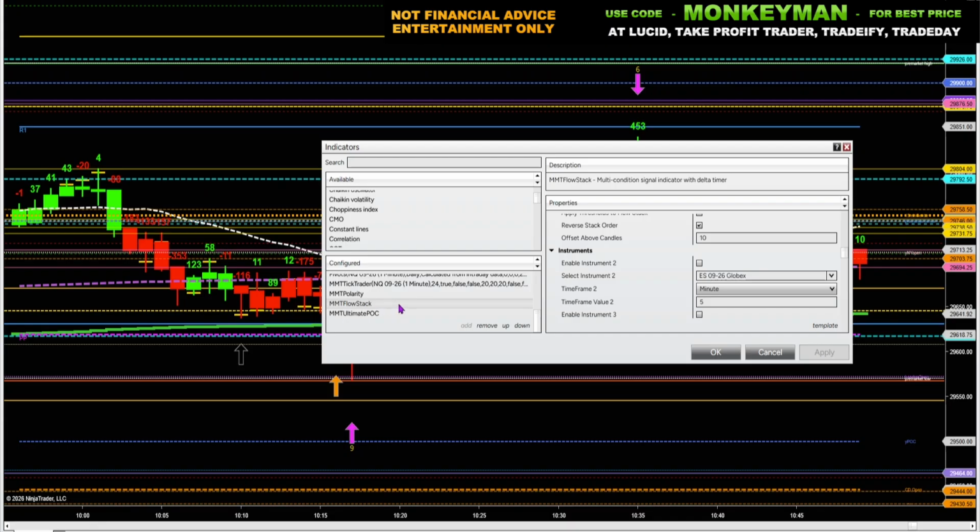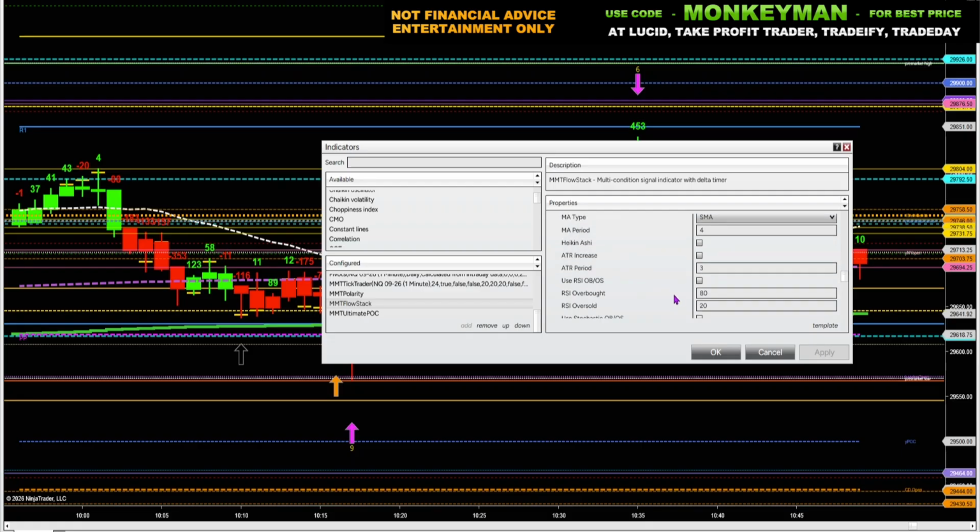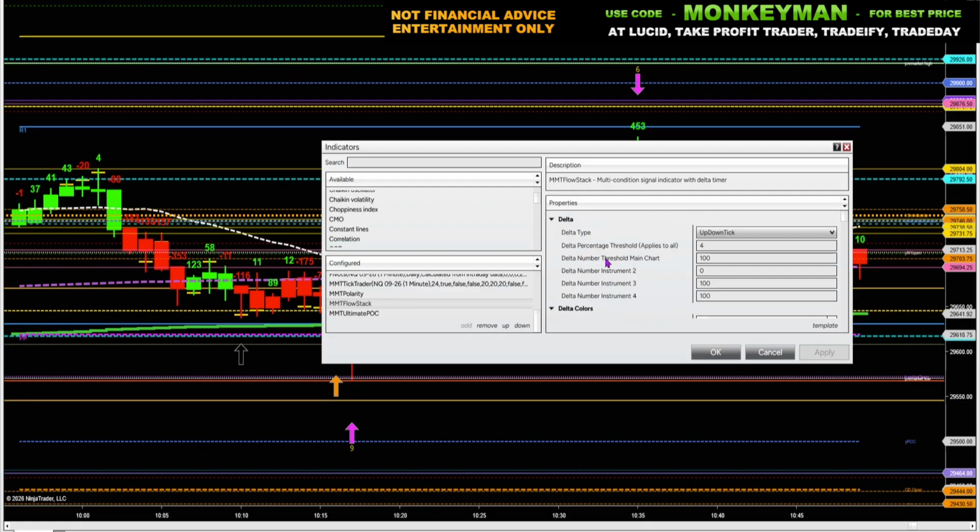So for the FLOWSTACK, I disabled the secondary instrument, so it's just monitoring the main chart instrument, which is an NQ 1 minute on this chart. And then for the signal condition, the only thing that I'm using is the delta number threshold, nothing else. And for my delta number threshold on the main chart, I've got it set to 100.